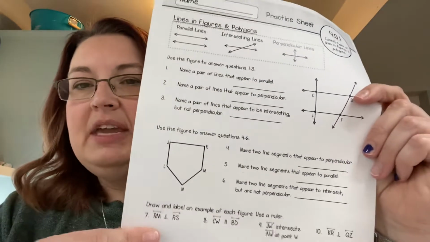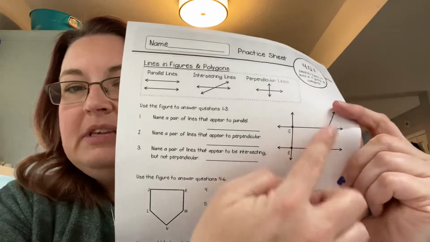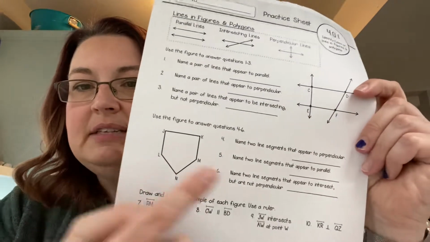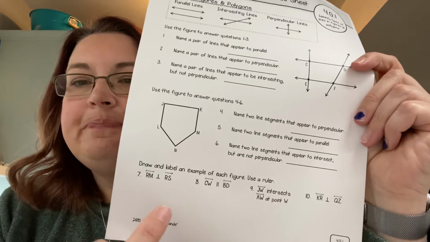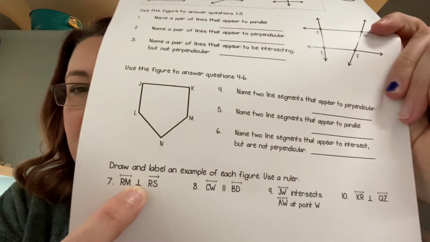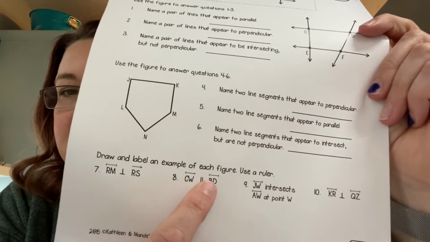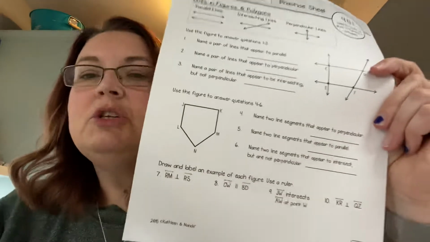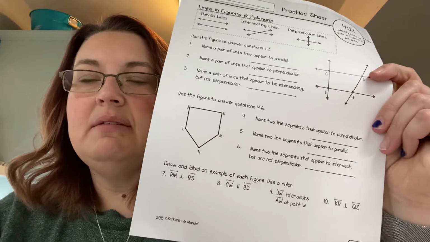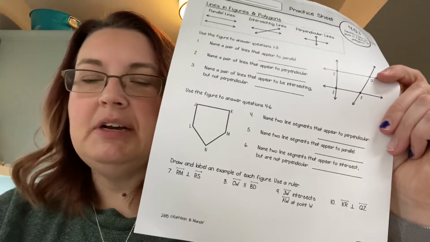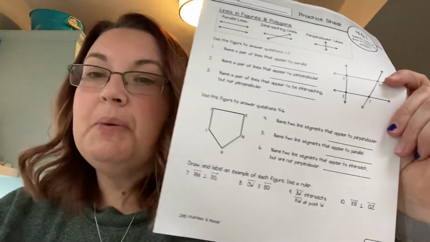So this page right here, 1, 2, and 3 is going to be using this top shape. 4, 5, and 6 is going to be using the bottom shape. And then down here at the bottom for 7 through 10, this symbol right here means perpendicular. This symbol right here means parallel. If you can try and draw those examples, you can send me a picture and I'll tell you if you're right or not. Next week, we're going to get into more specific parallel and perpendicular lines, and we're also going to start talking some about angles.